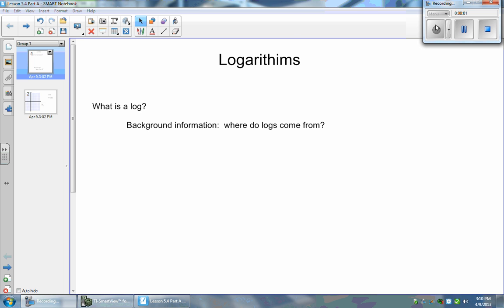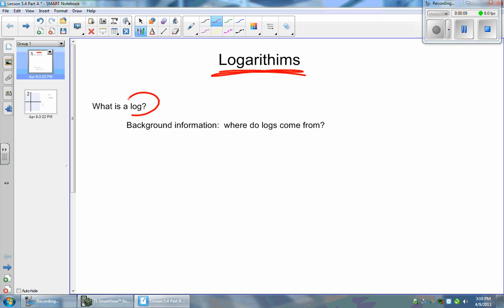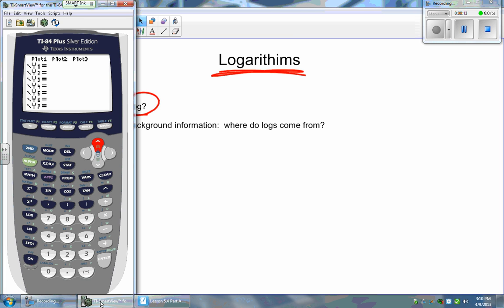All right, let's get into the meat and potatoes of this unit. Let's talk about logarithms. That's the puppy we're really concentrating on in this unit. So what is a log? You've probably seen it on your calculator. I'll show it to you right here. Ta-da! It says log right on your calculator there.